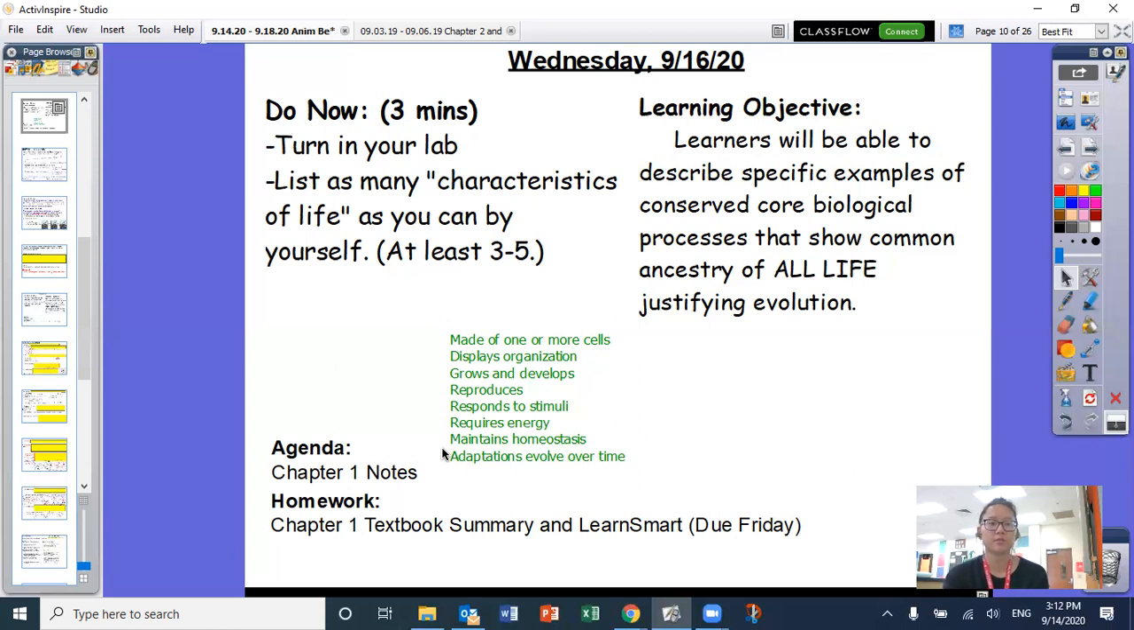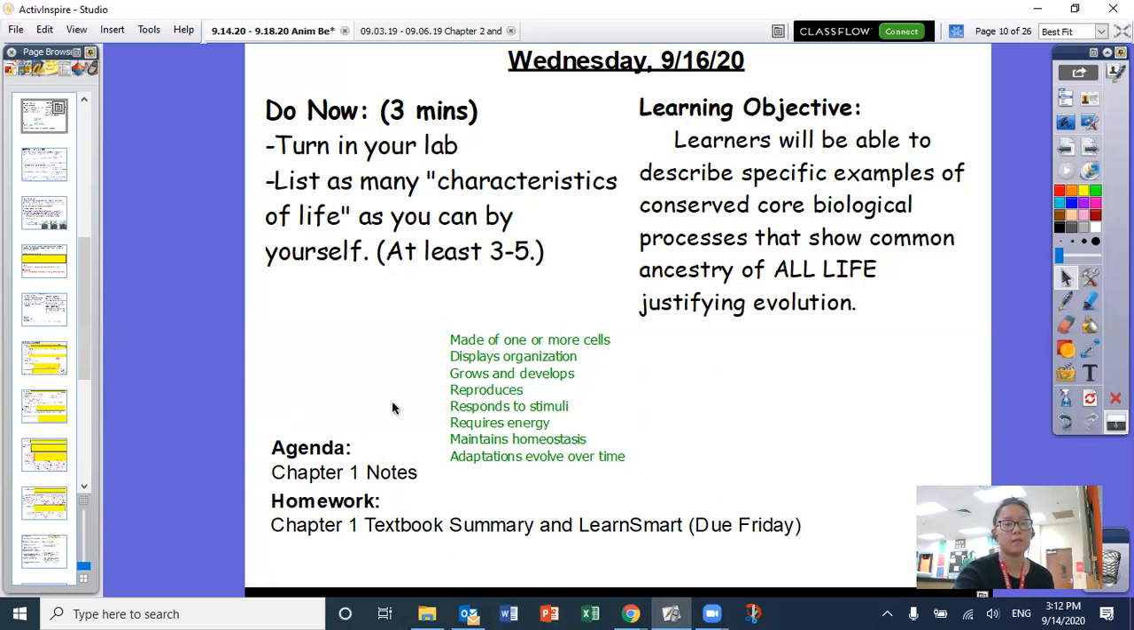So these are just some characteristics of life. Hopefully you listed at least a couple of them because if you think hard enough, all living things do have these. And whether or not you stated them exactly correct like this, if you were close, kudos to you, okay? So again, we're going over chapter 1 notes today. It's not a really long chapter, so we'll cover it.